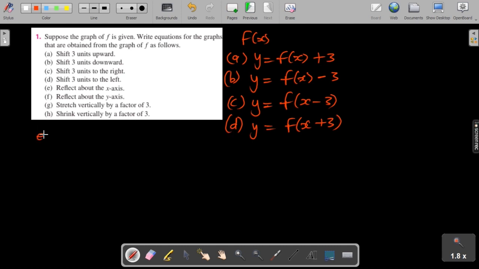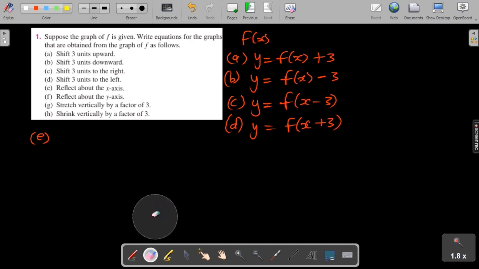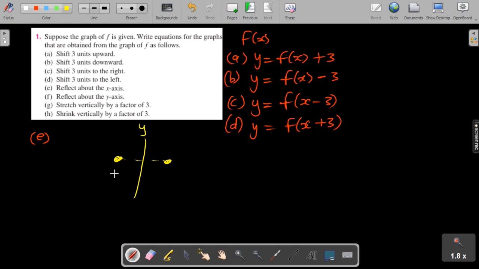The next one says reflect about the x-axis. So when you reflect about the x-axis, this will be the x-axis. Imagine a dot there. If you reflect it, it's going to come to this side. If you look at this, the x remains the same, but whatever the y here was, let's say it was 2, now it's minus 2. So in other words, we negate the y when we reflect about the x, and when we reflect about the y, we negate the x. And you can figure it out as well. If you have a dot there and another there, the y stays the same, but this negative x now becomes a positive x if you reflect about the y.